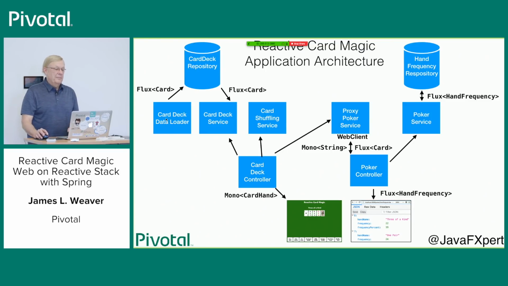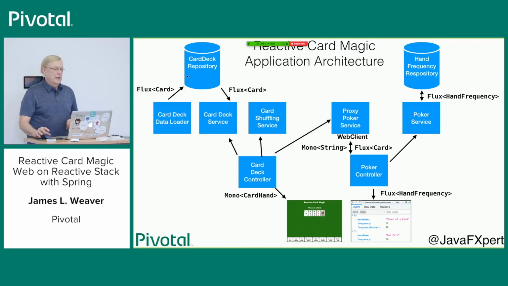And so notice that between nodes in this reactive system, like from the repository, when we loaded the repository from the card deck data loader, the way that we got it in there is we published a flux of cards. And then the card deck repository subscribed to it and then loaded it in.